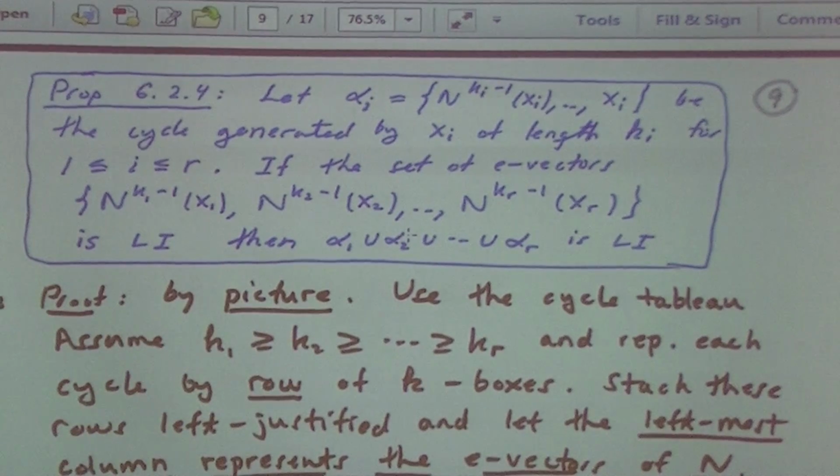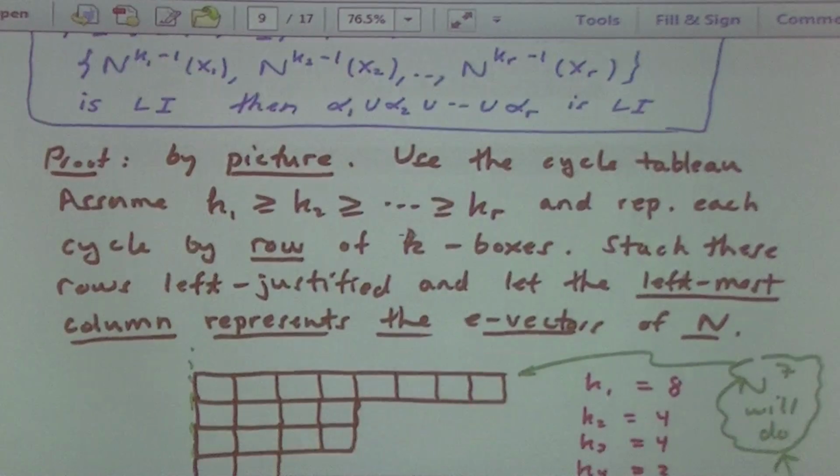So how would you prove that that union of cycles is linearly independent? What you do is you do the same thing we always do. Suppose you have a linear combination of all of them equal to 0. So I need to show the coefficients in that linear combination of all these different vectors are 0. And that's where this beautiful tableau picture comes into play. Let me show you how it works. So what we're going to do is we're going to use a picture. It's called the cycle tableau.